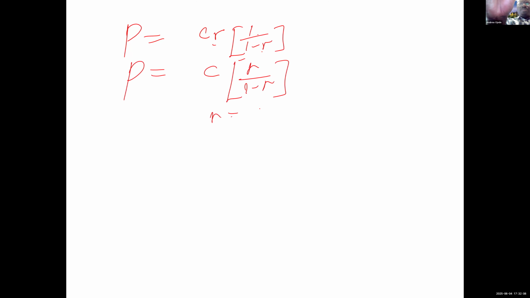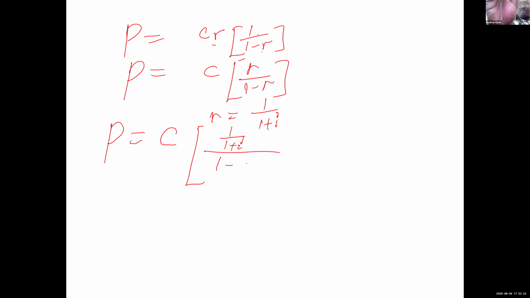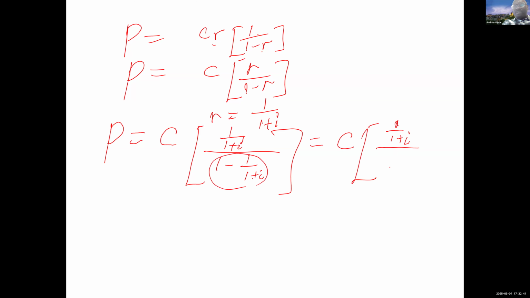But what is your R? R is 1 over 1 plus I. So we can write this as P equals C in bracket 1 over 1 plus I divided by 1 minus 1 over 1 plus I. So you're going to write that. Well, now when you do a little bit of algebra here, you get C here in bracket. So the numerator is 1 over 1 plus I. Then we are dividing by, so now we need to combine this under a common LCM. So the lowest common denominator is 1 plus I. 1 plus I times 1, that's going to be 1 plus I.